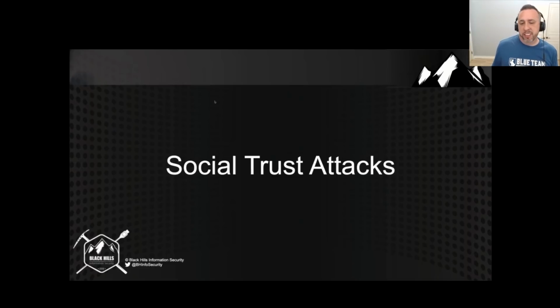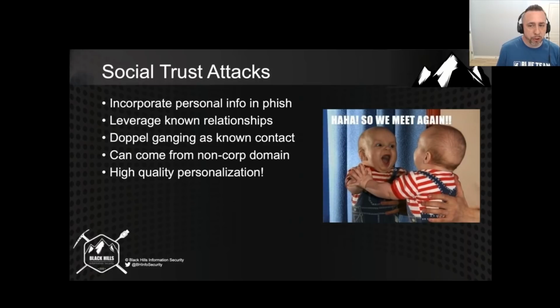So, another social trust attack. What if we incorporated their personal information into a phish and we leveraged their known relationships and then tried to doppelganger as a contact? So for instance, let's look at it from this perspective. If I was targeting Bo and I pulled all of Bo's relationships and I saw that Bo had some sort of association with John. And what if I pulled John's associates and I saw that Jason was an associate of John, but Jason was also an associate of Bo. And then I said, "Hey, Bo, it's John. Can you believe what happened to Jason? Man, I can't believe the news is covering him. Check this link out." Boom, done.